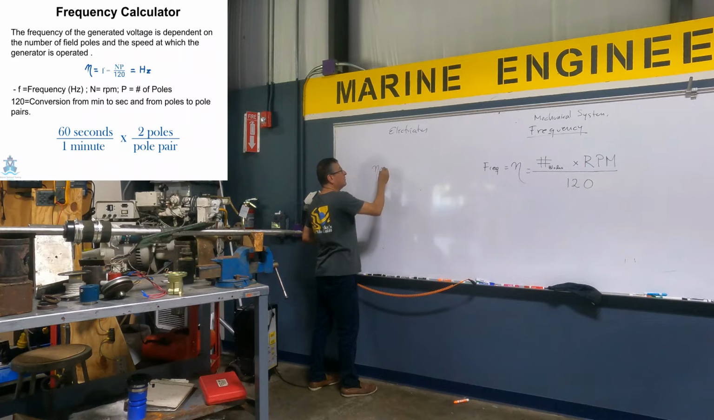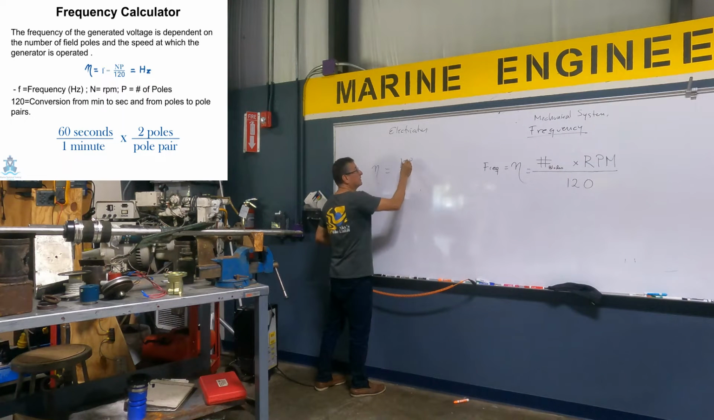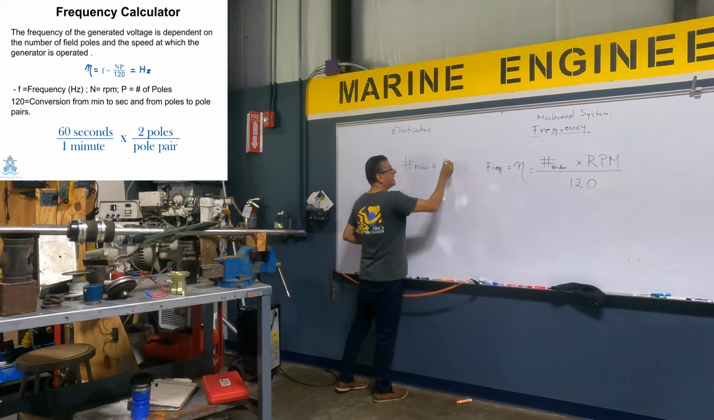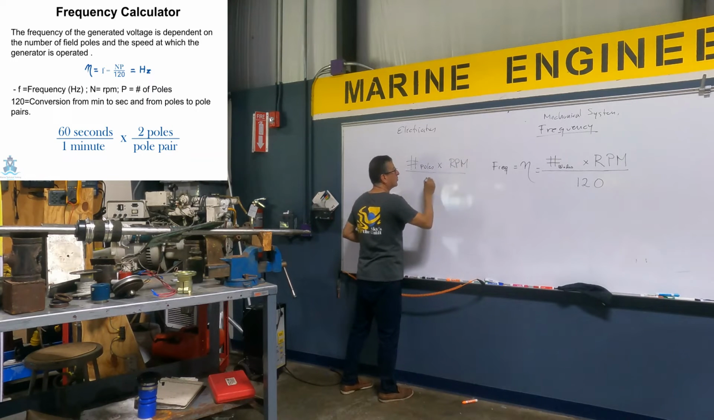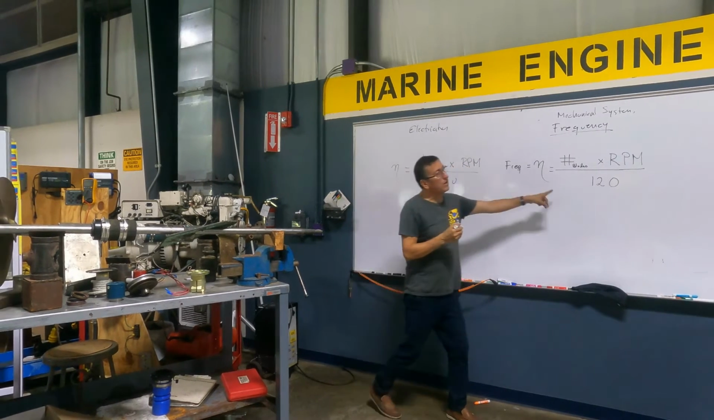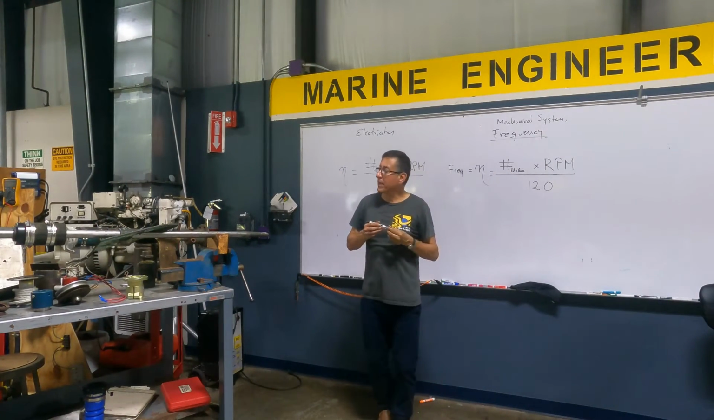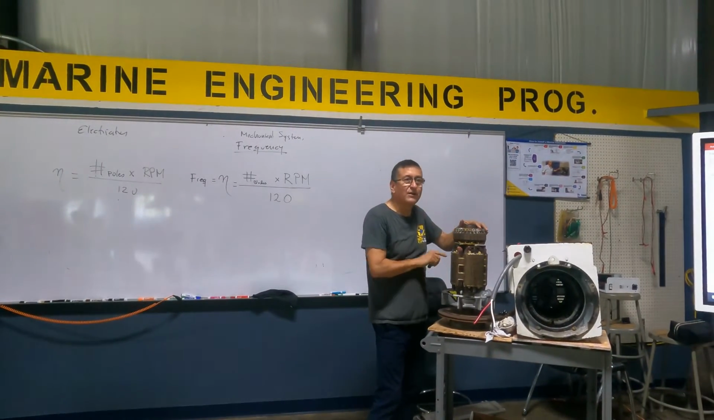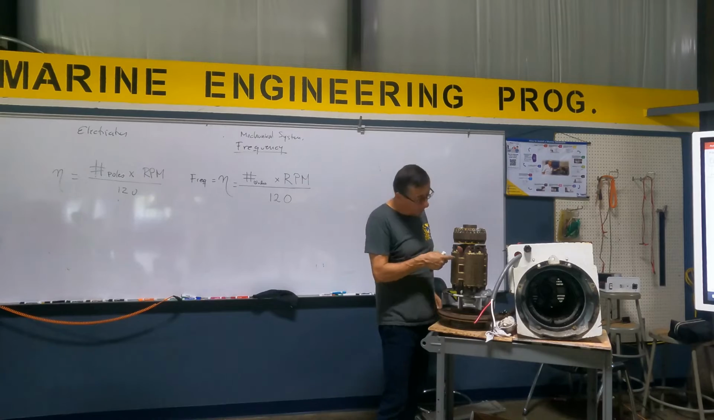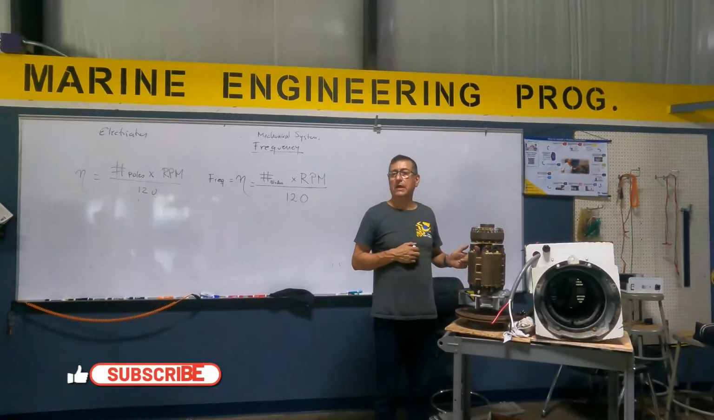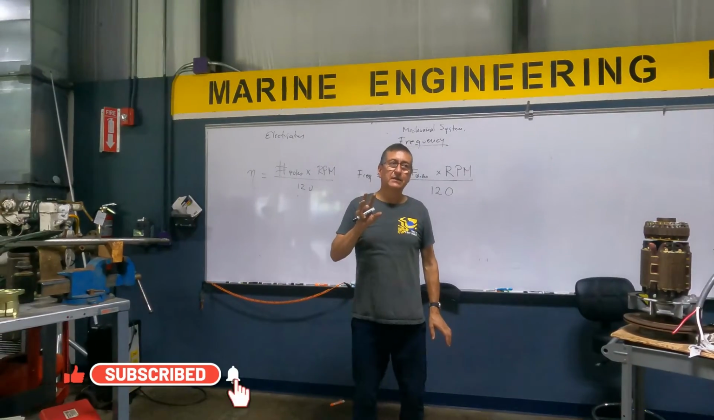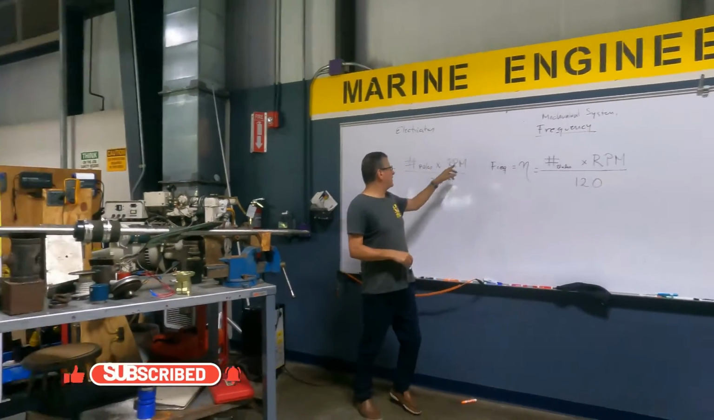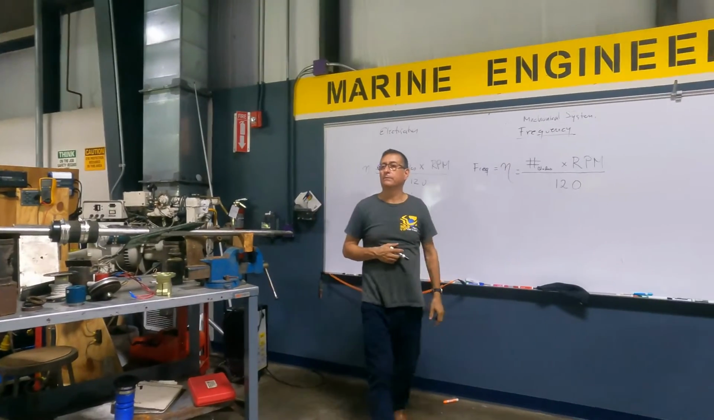In electricity, the formula is the same. Frequency is the number of poles in the rotor times the engine RPMs, divided by 120. It's exactly the same formula. Here is the number of blades of the propeller, and here, my friends, is the number of poles in the rotor. How many poles does this rotor have? 1, 2, 3, and 4. And in the propulsion system it is the number of blades, the engine RPMs, and 120. It's the same formula.